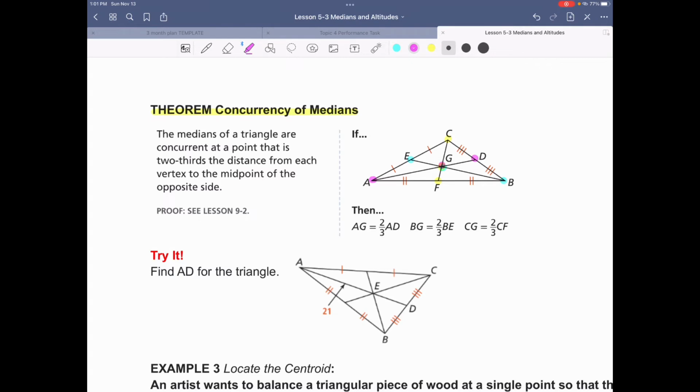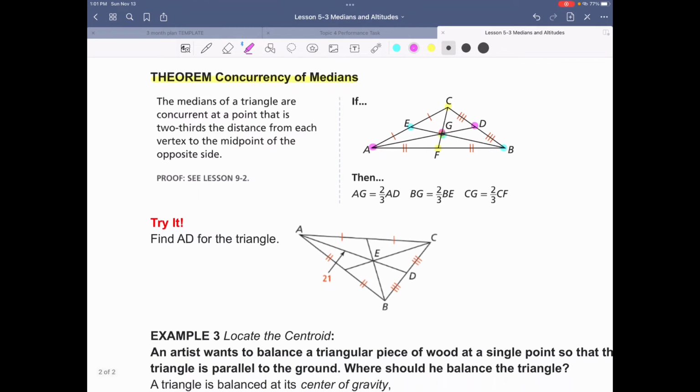And so two-thirds of the line is from the vertex to the point of concurrency, and then the other third of the line goes to the side. All right? Let's try this. Find AD for the triangle. And you will get a decimal answer for this. So go ahead and work on that in your groups, and I will pause the video for you to work.